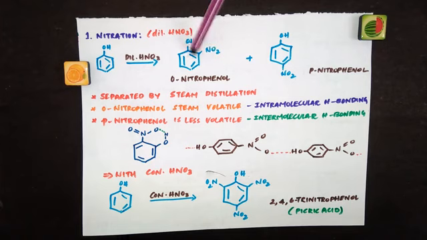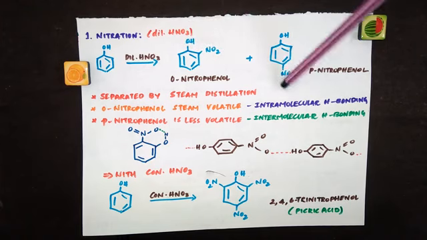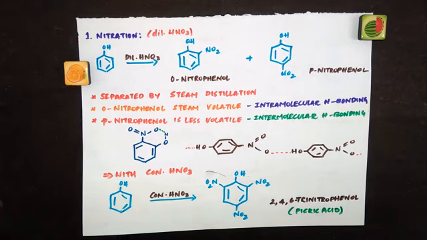So this is ortho-nitrophenol, with OH and here in the ortho position NO2, and this is para-nitrophenol. So remember, when you treat phenol with dilute HNO3 at low temperature like 293 Kelvin, you get a mixture of ortho-nitrophenol and para-nitrophenol.